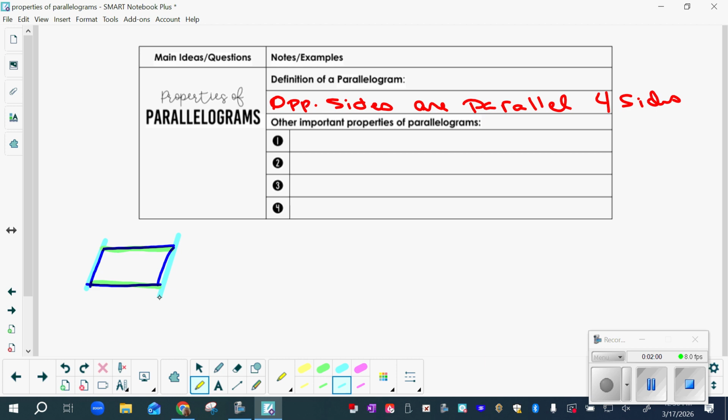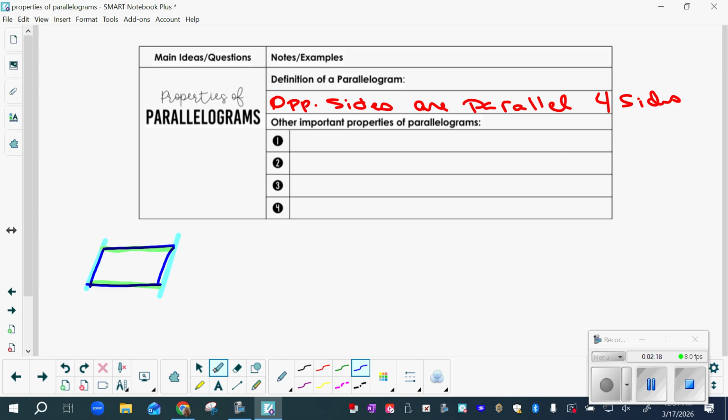The opposite sides will never, ever touch. You can extend them forever and they will never touch. And that's a parallelogram. Here's another shape. Say that again. They never touch. They will never touch each other. They will go on forever.